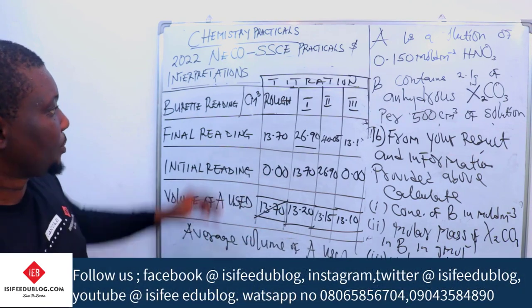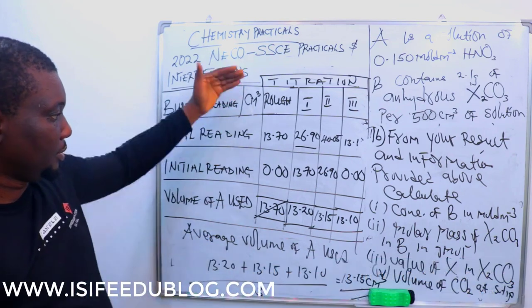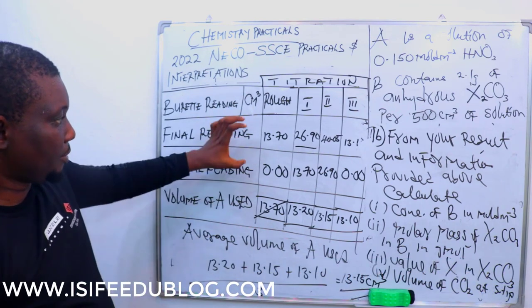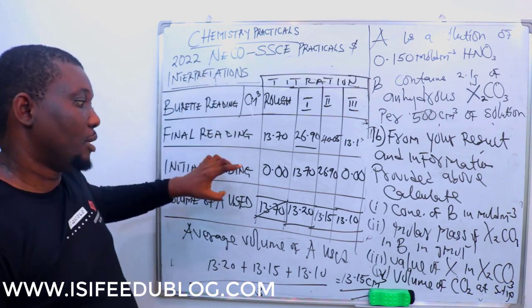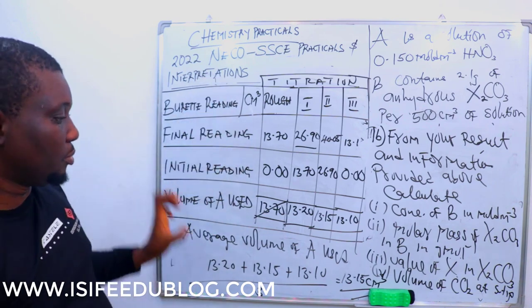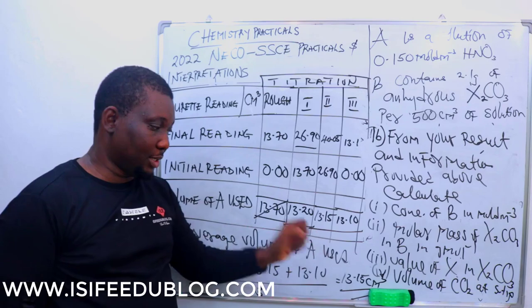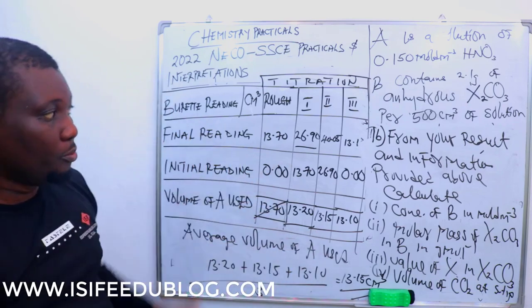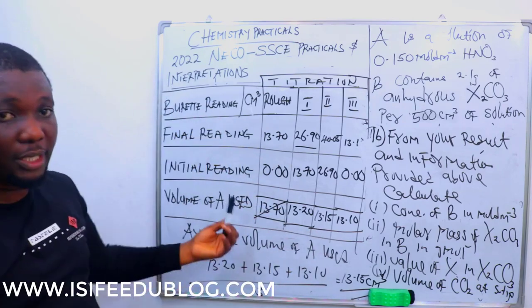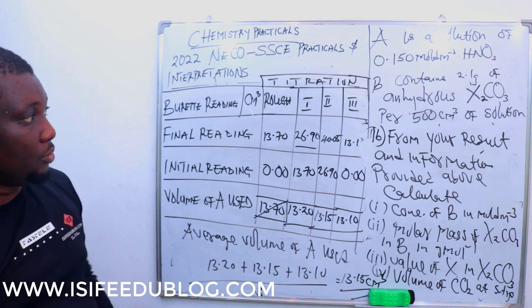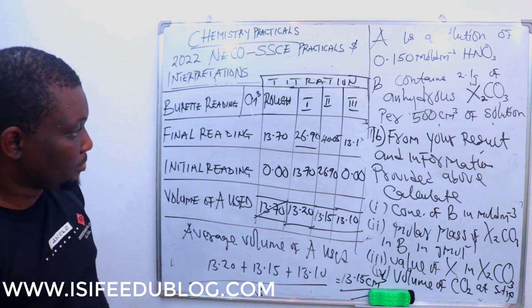Shortly. Okay, I'm going to solve that problem this side. I'm simply making reference from this table. Anything that is concerning the volume of acid depends on this. It's going to be 13.15. Okay, we make reference to that to solve question number 1B. And that is the end to that part. And then we'll look at number 2 questions.